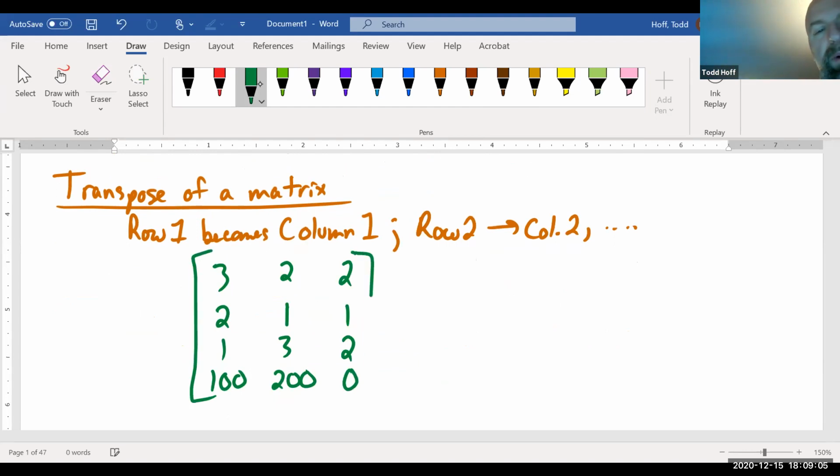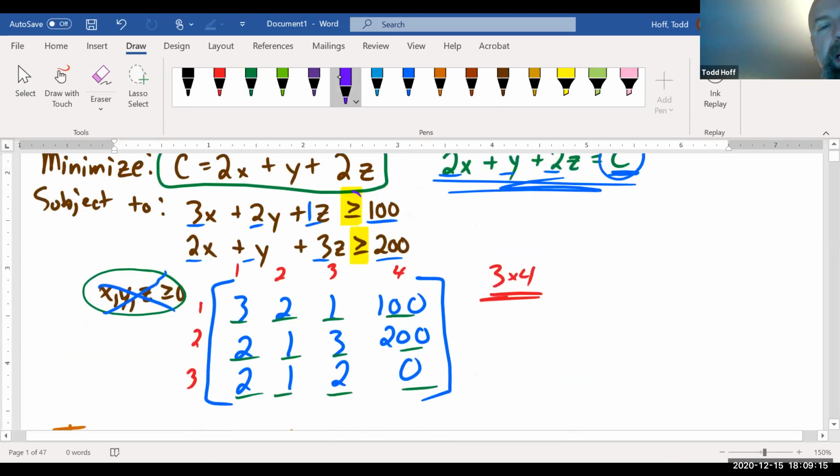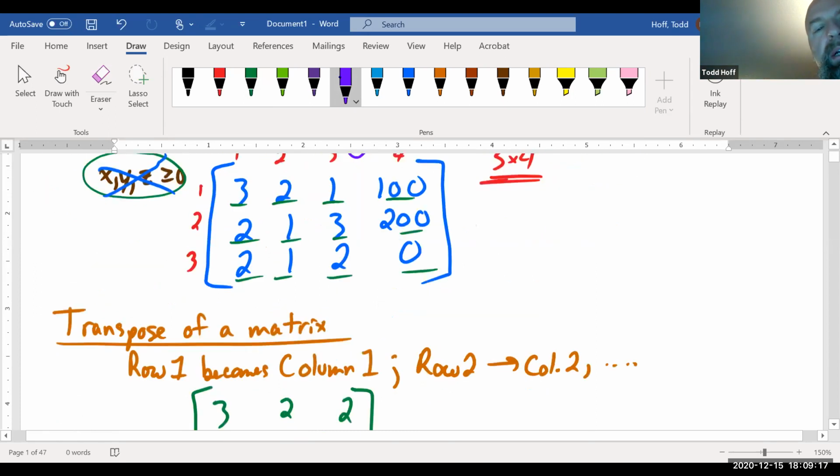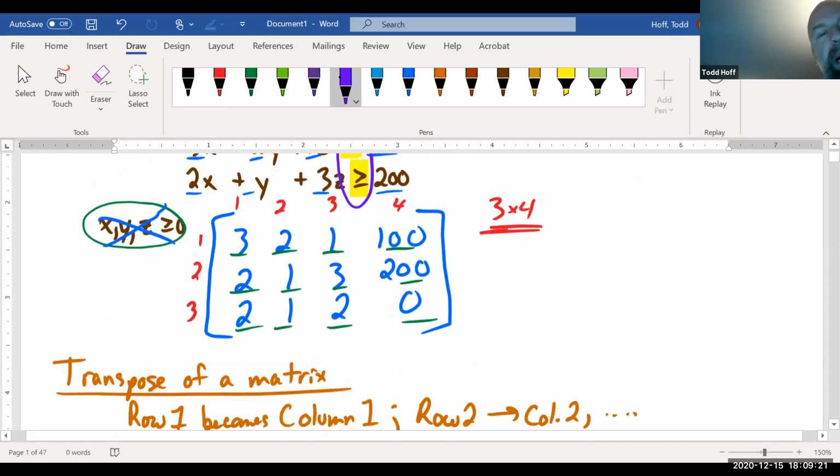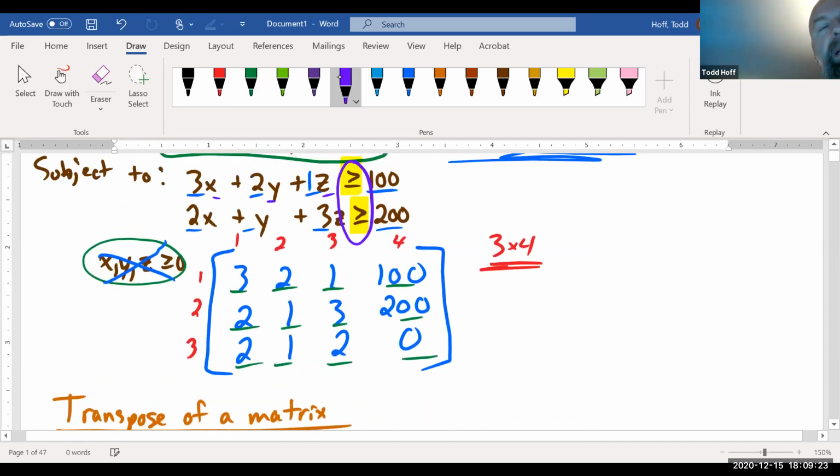This transposed matrix actually defines a new linear programming problem. First of all, like I said, these all had to be greater than or equal to. All my constraints here are going to be less than or equal to. Now here I use the variables x, y, and z. I have to use different variables, so I'm going to use s and t.